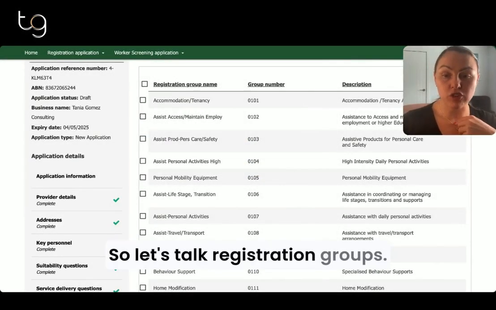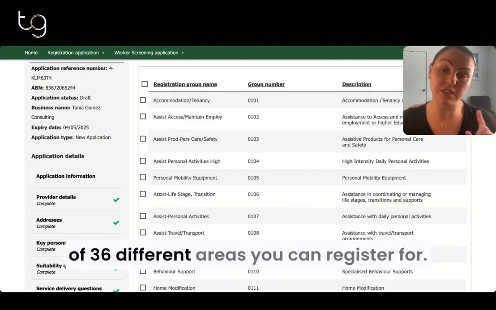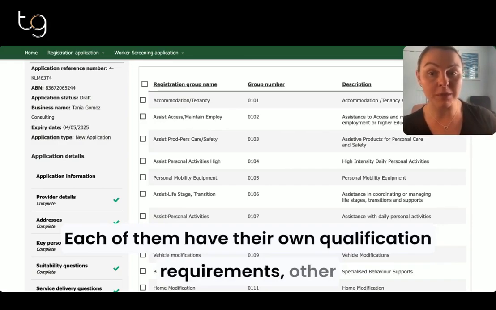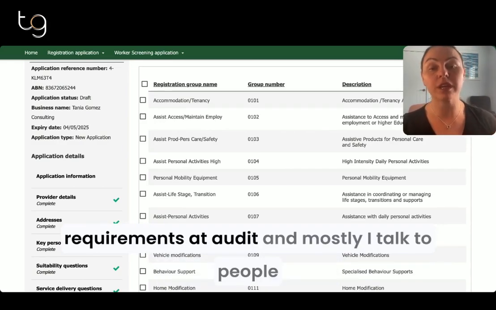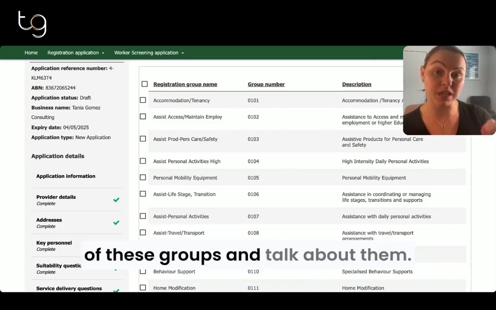So let's talk registration groups. Inside your NDIS application is a whole list of 36 different areas you can register for. Each of them have their own qualification requirements, other requirements at audit, and mostly I talk to people who just don't understand what they're applying for. So let's have a look at each of these groups and talk about them.